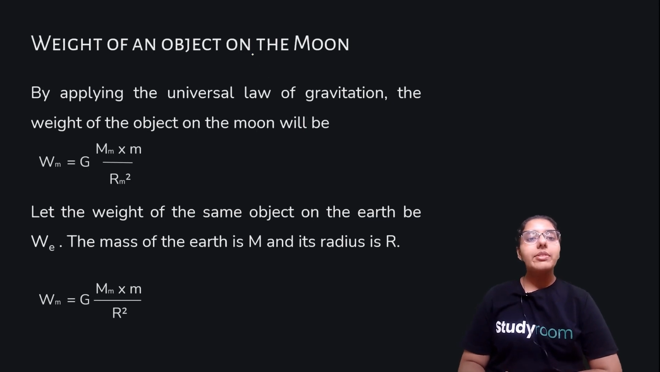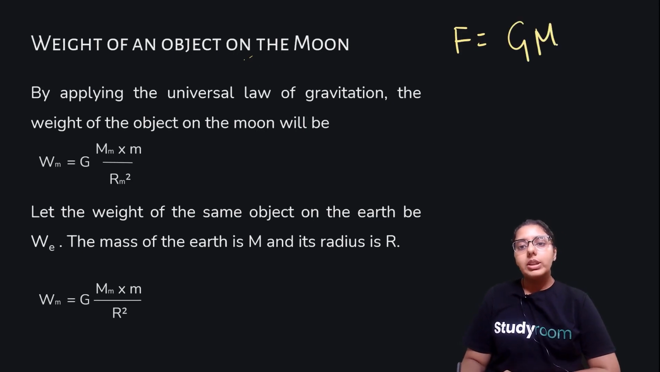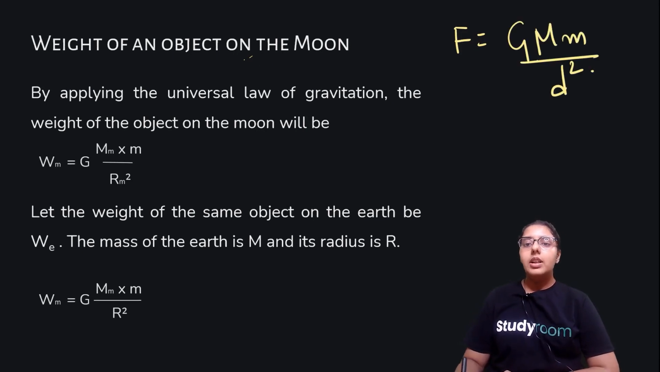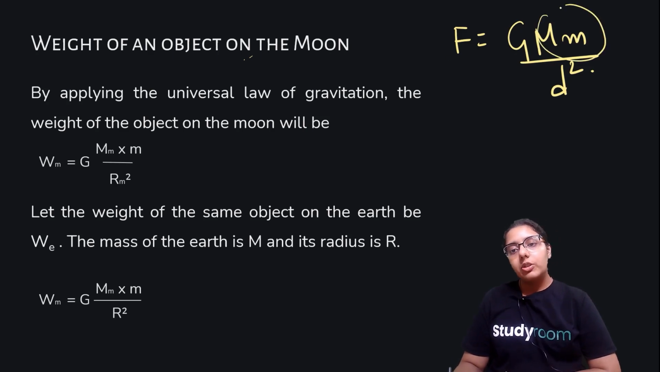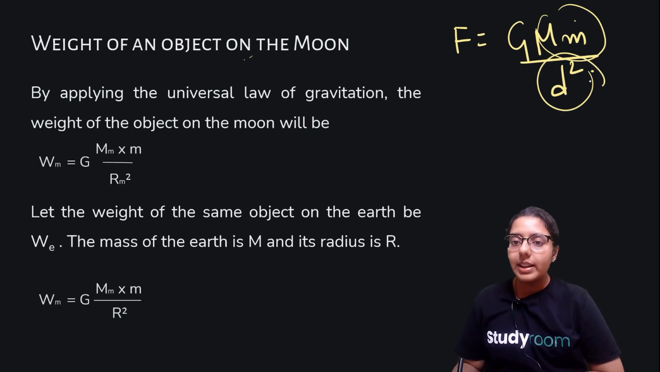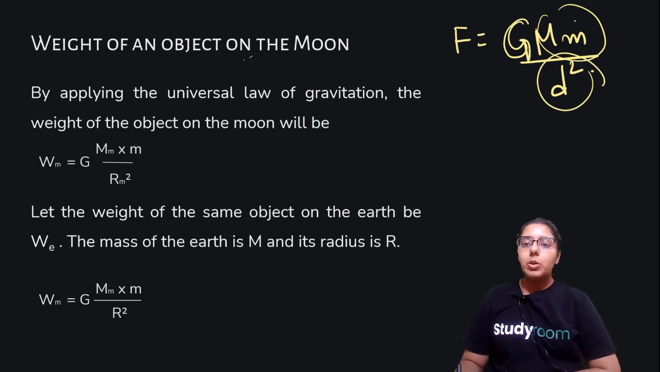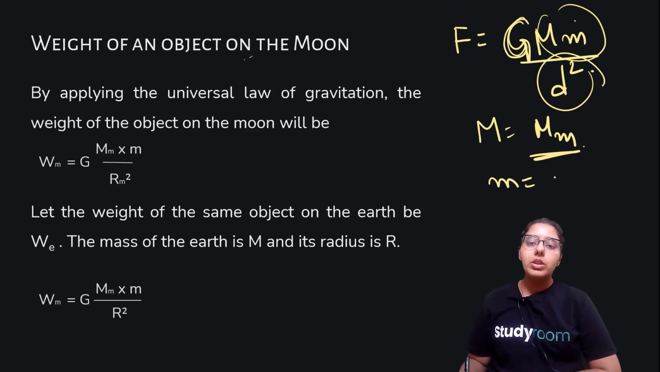So let's calculate the weight of the object on the moon. We know one formula, from the universal law of gravitation, force is equal to G M m by d square. Force is directly proportional to the product of masses, and force is inversely proportional to the square of the distance between them. And when we put in this proportionality constant, we get this formula, correct? So in this formula, let capital M be equal to Mm, the mass of the moon, and let small m be the mass of the object, whichever object we are talking about.